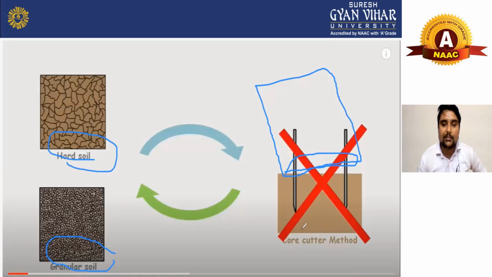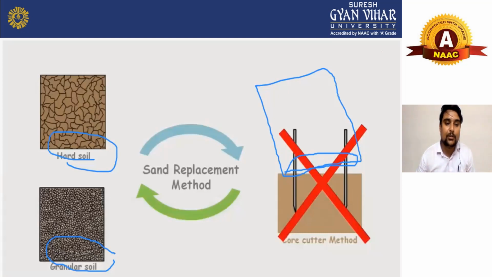If you see black cotton soil, we can easily take it in the core cutter, but for hardened soil and granular soil we cannot perform the core cutter method. And we will do it by the sand replacement method.